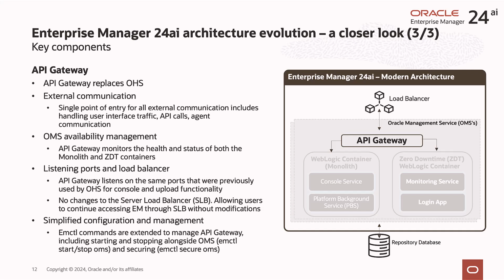And lastly, about the configuration. For the API gateway, we have extended the emctl command to manage it, so you can run all the secure configuration in the way that you have already done. For example, if you have done the secure configuration for OHS using the emctl command, similarly, after you upgrade or install 24ai, you will still be able to run all the secure configurations to make your API gateway secure, with your certificates, your HSTS, and so on.